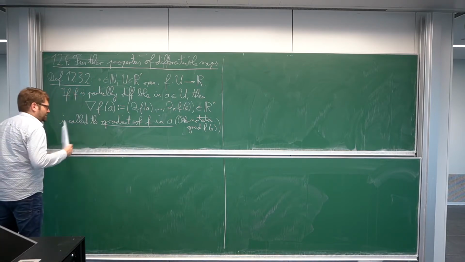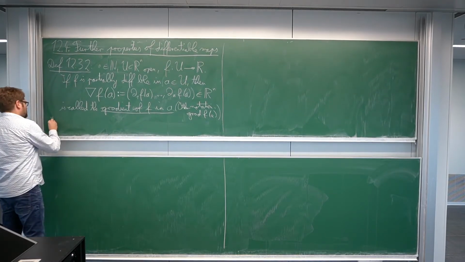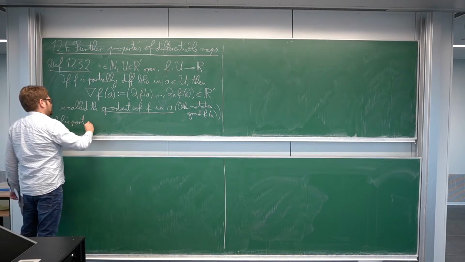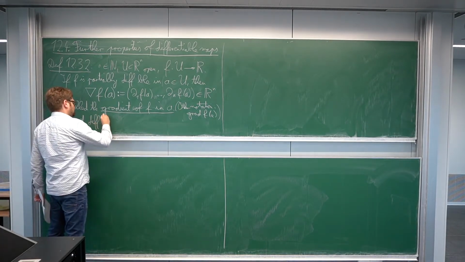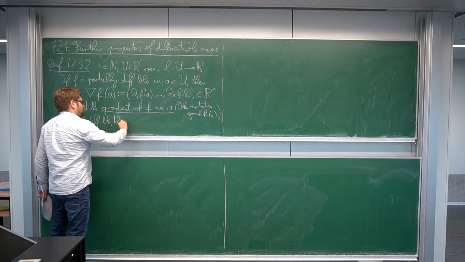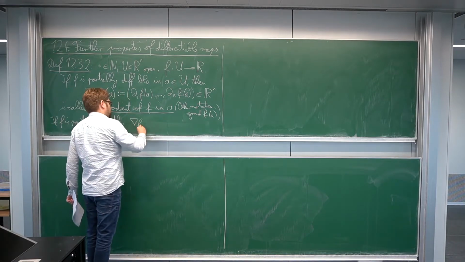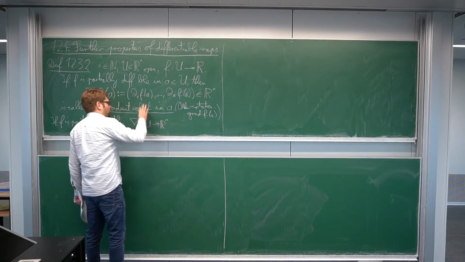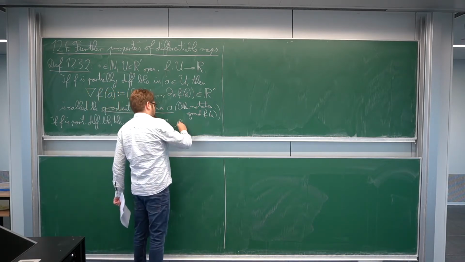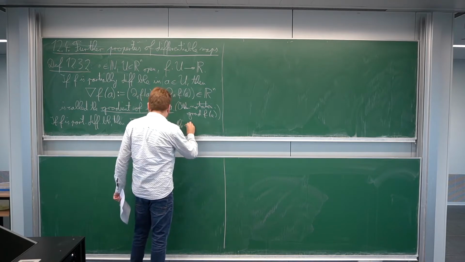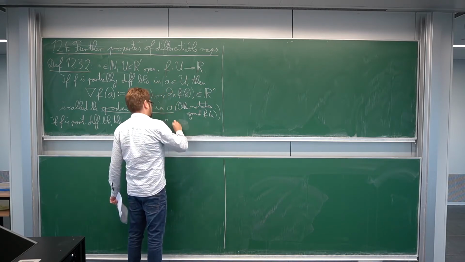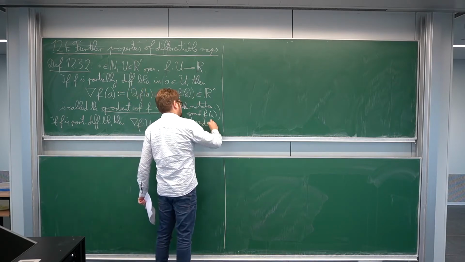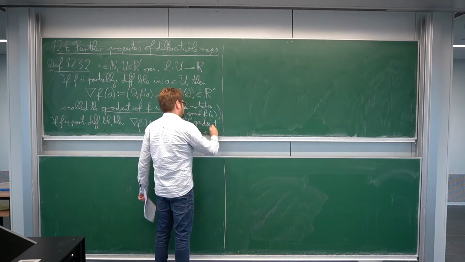Okay, so this is the gradient of f, and if f is partially differentiable everywhere, then if we take the whole as a map, the gradient of f is going from U to Rn, so at every point we have such a vector. This map is then simply called the gradient of f, without referring to a point.